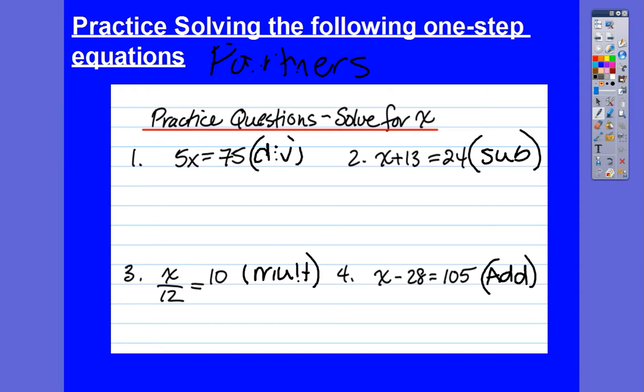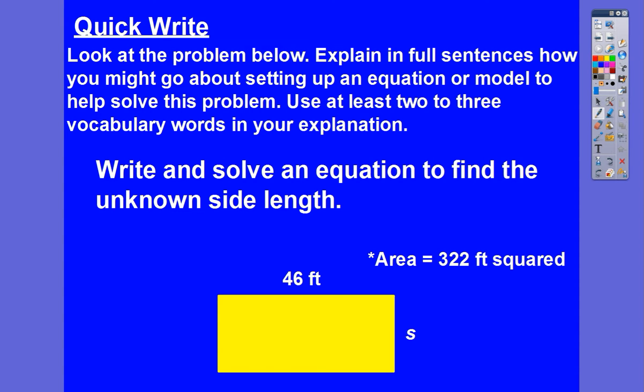All right, after they get done with those, we have a quick write to do. Look at the problem below, explain in full sentences how you might go about setting up an equation or model to help solve this problem. Use at least 2 or 3 vocabulary words in your explanation. Write and solve an equation to find the unknown side length. Okay, I would have to help them on this one because sometimes they're not going to see exactly what's going on. So this is important.